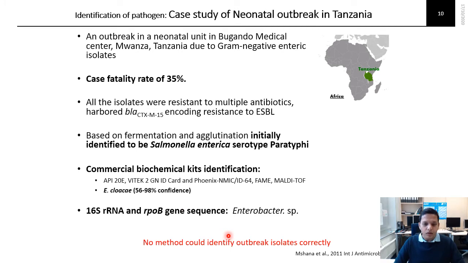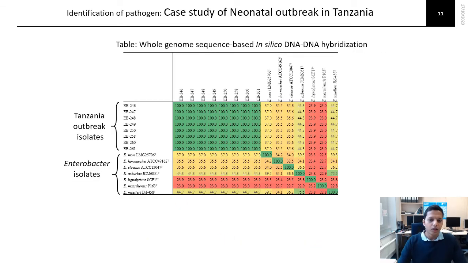So as you can see, there is a confusion between commercial biochemical kits and the 16S ribosomal DNA and the classical techniques that we have been using. We use then whole genome sequencing to identify this bacterial pathogen. To identify these Tanzania outbreak isolates precisely, we carried out whole genome sequencing.